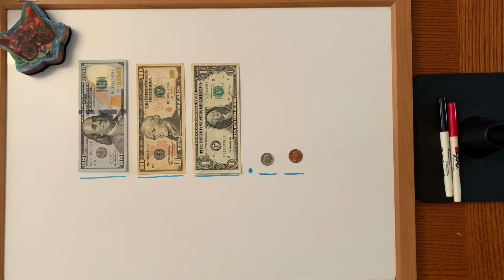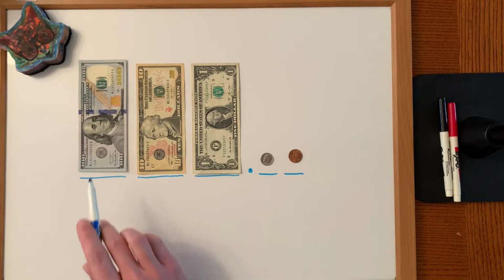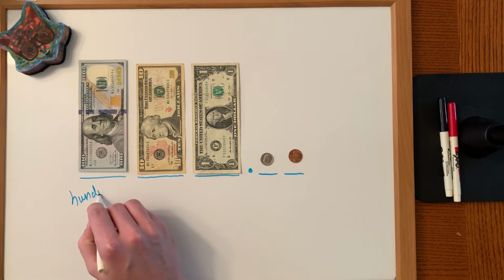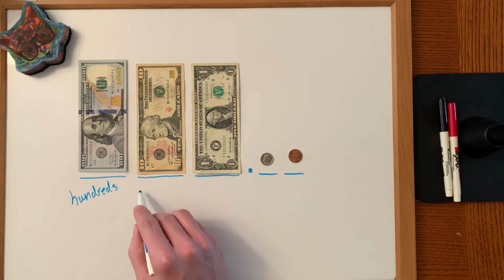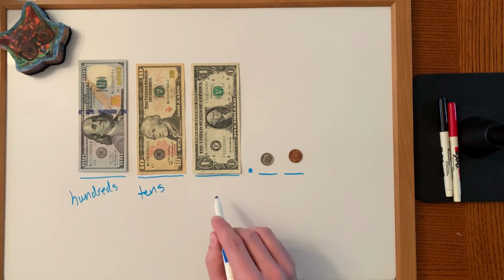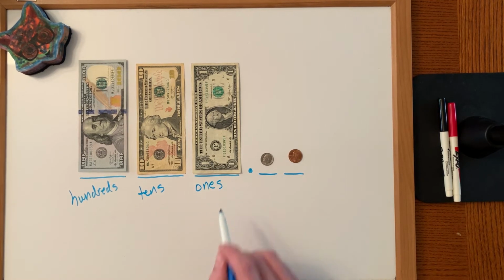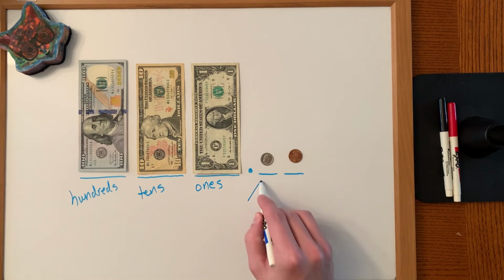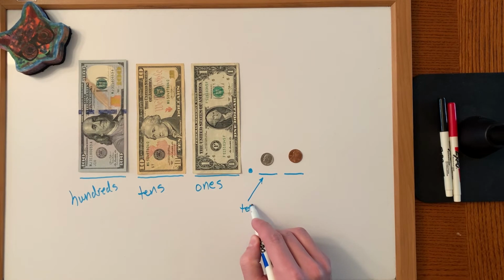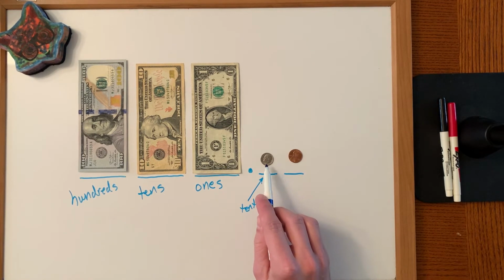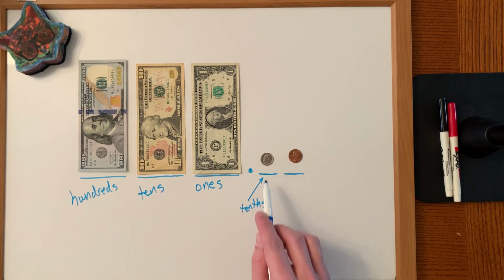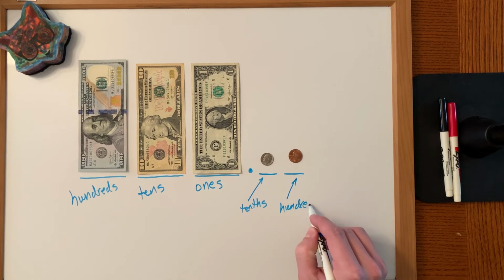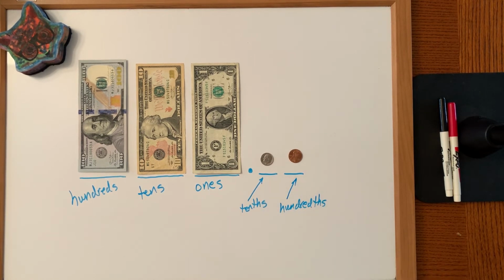Now here we have a different way to look at place value with money. Here I have a $100 bill, and so we know that this is the hundreds place. Here I have a $10 bill, so we know this is the tens place, and the ones place has a $1 bill. Now over here, because of where the decimal is, this place value right here is called tenths. And a dime is 1/10 of a dollar. So a dime goes in this place value, and last in the hundredths place is a penny. So money is actually a great way to understand the concept of place value.